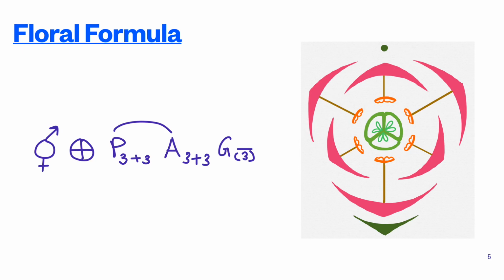Lastly, G is for gynoecium. 3 is the number of carpels or ovary. Brackets indicate fused or syncarpous condition, and the bar over the number indicates inferior position of the ovary. In some cases, the bar can be placed above the G also, but that also means the same thing.